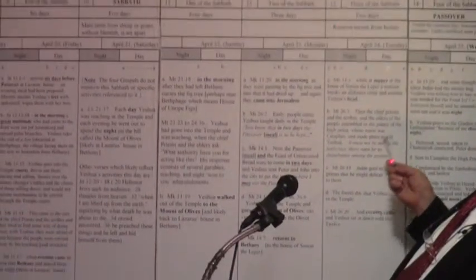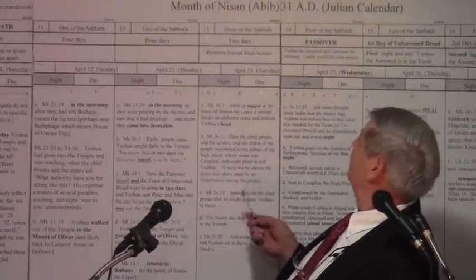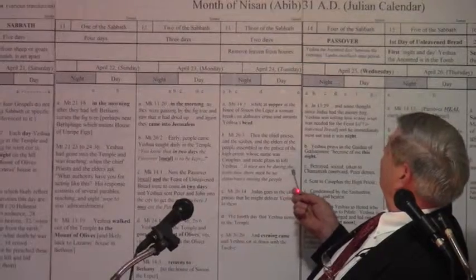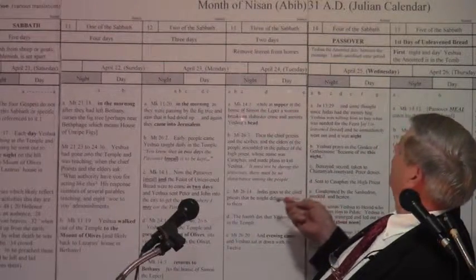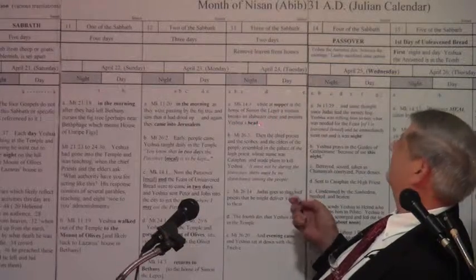Now, this being Passover, you remove the leaven from the houses. Mark 14:3, while at supper at the house of Simon the leper, a woman breaks an alabaster cruse and anoints Yeshua's head.